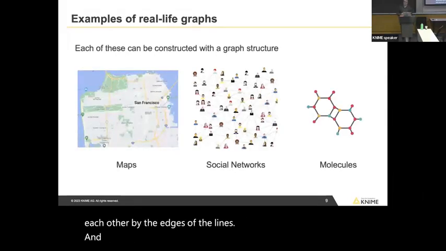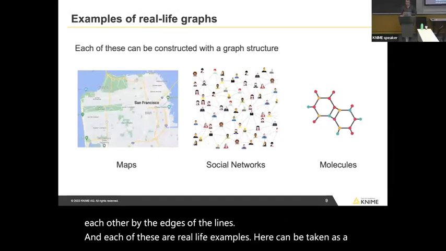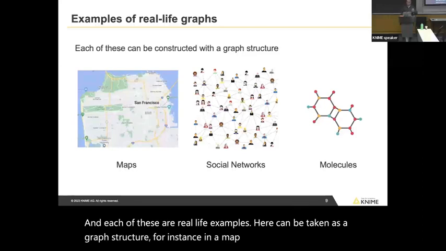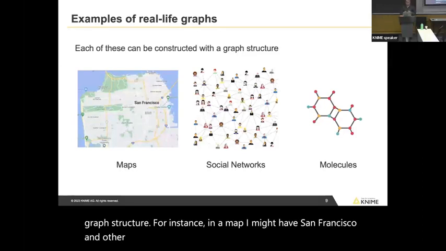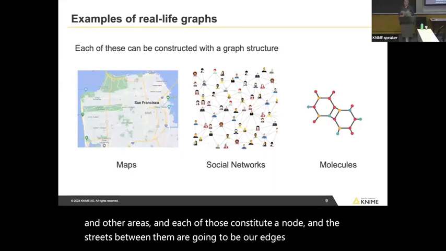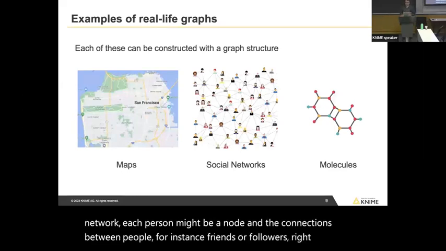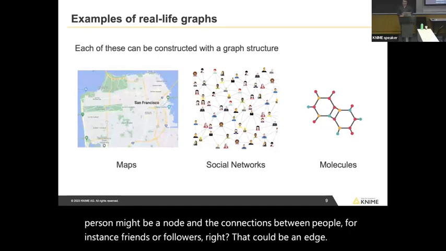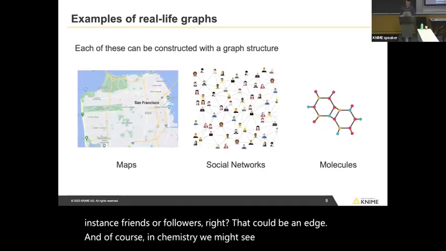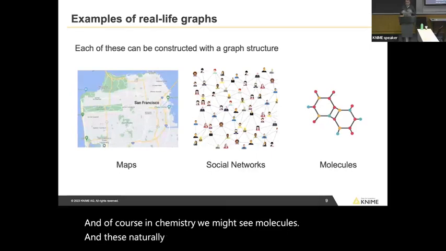And each of these real-life examples here can be taken as a graph structure. For instance, in a map, I might have San Francisco and other areas, and each of those constitutes a node, and the streets between them are going to be our edges. In a social network, each person might be a node, and the connections between people, for instance, friends or followers, could be an edge. And of course, in chemistry, we might see molecules, and these naturally lend themselves to the graph structure.